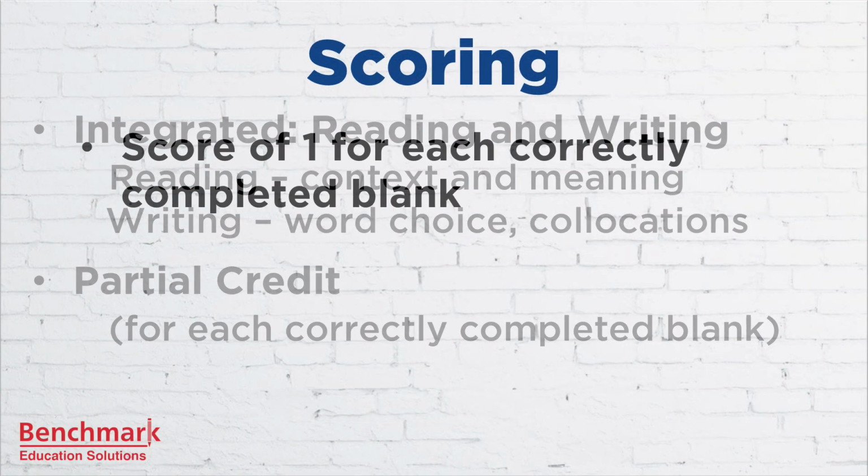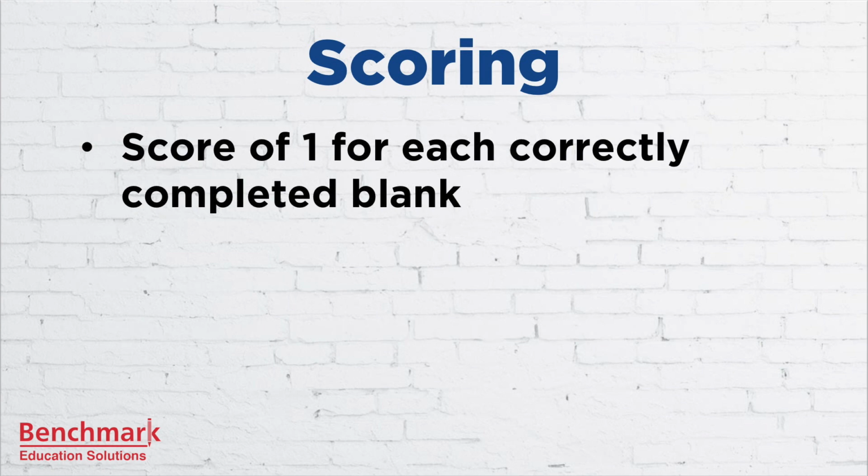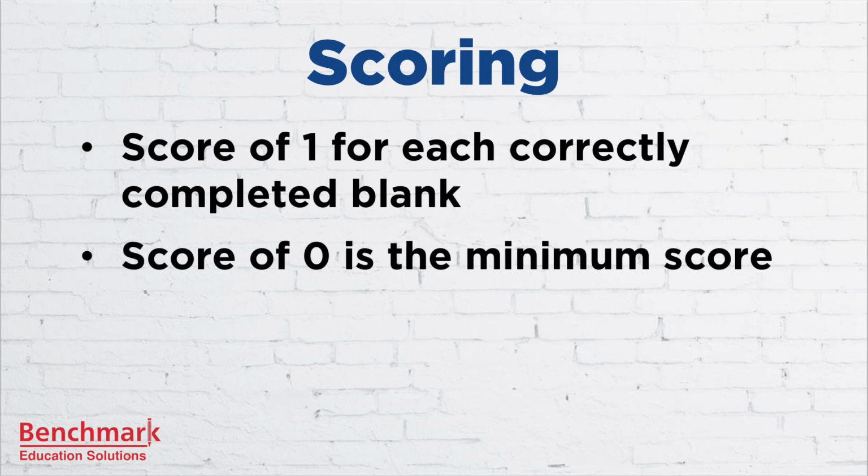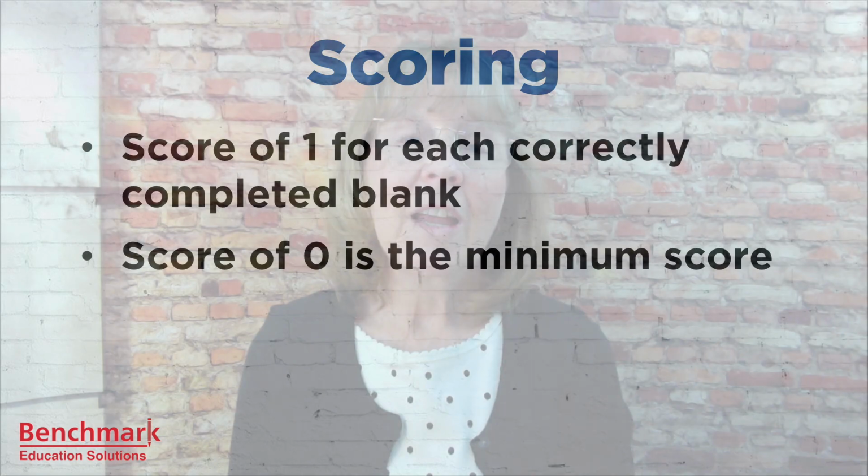You get a score of 1 for each correctly completed blank, and you don't get any points if you get a completed blank wrong. So one paragraph would have 5 or 6 potential points, which is why this question type is considered very important in terms of scoring. Now let's look at our first example.